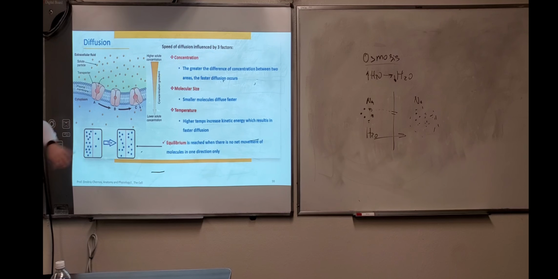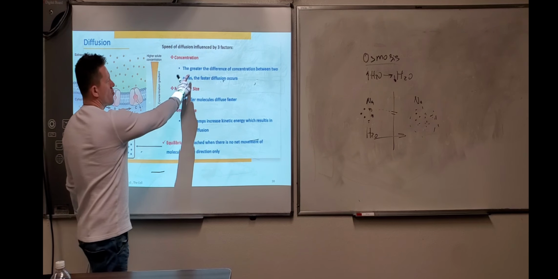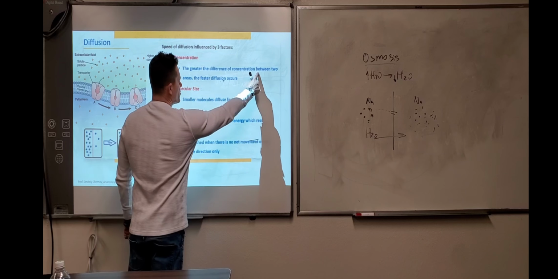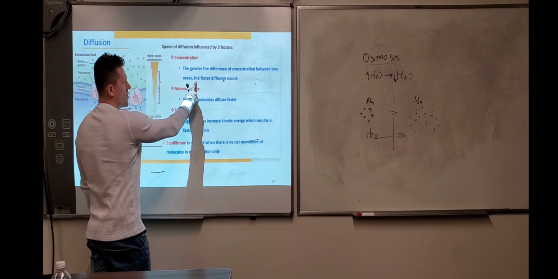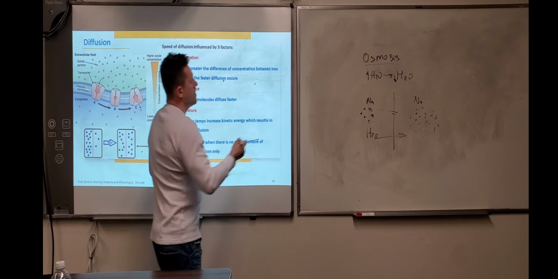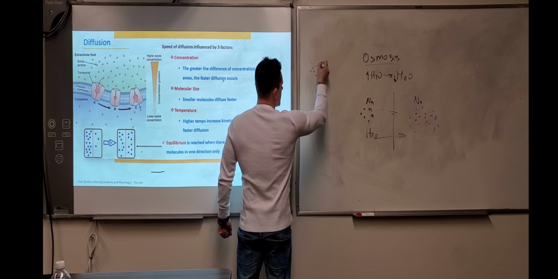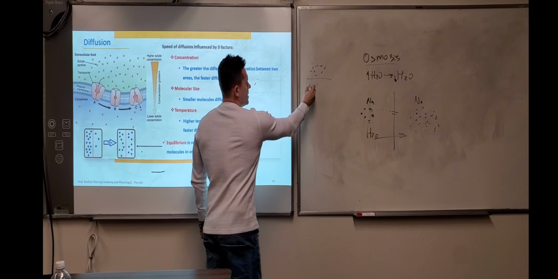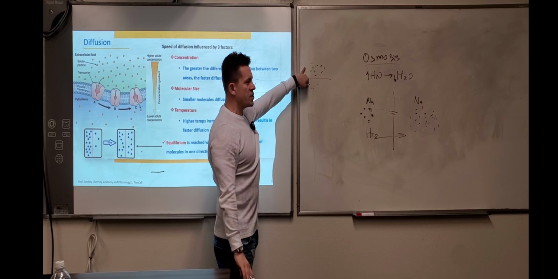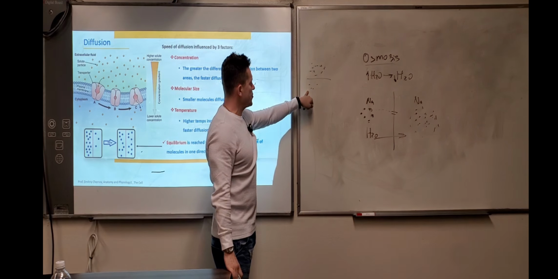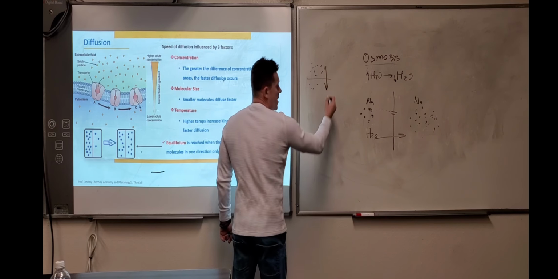Diffusion is movement from high concentration to low concentration. Ions, or as you've seen the other molecules, right? We're not talking about osmosis for now, just the diffusion. Concentration: the greater the difference of concentration between two areas, the faster the diffusion. Meaning if you have a greater difference, here's a higher concentration of the molecules, here's the low concentration of the molecules. So you want to go there, right?